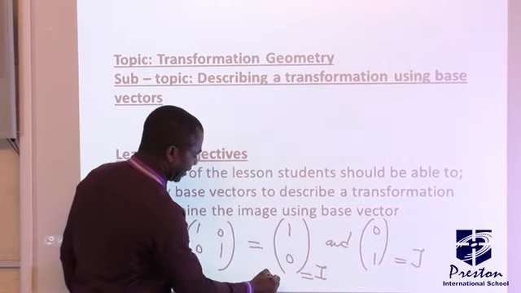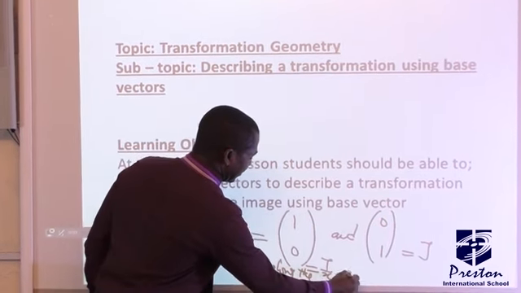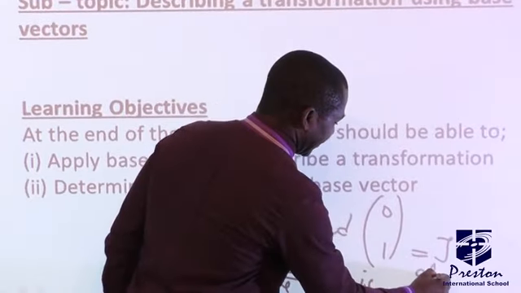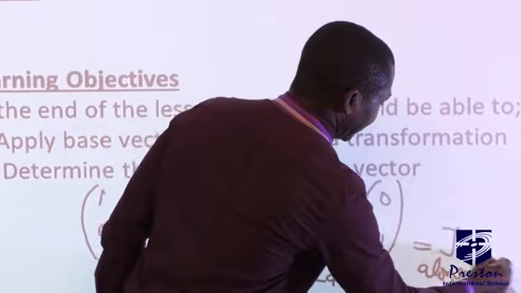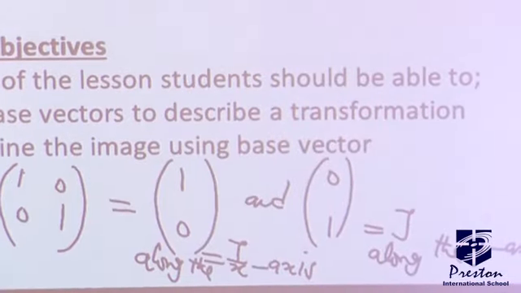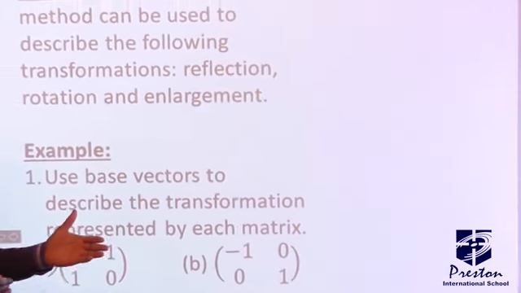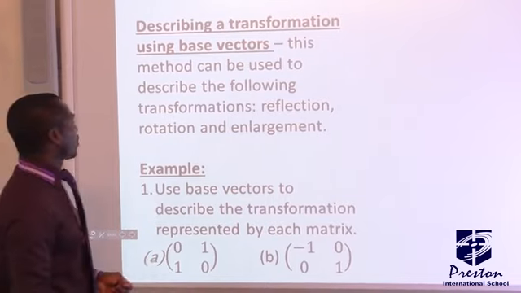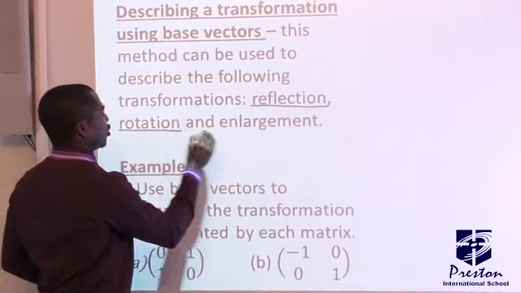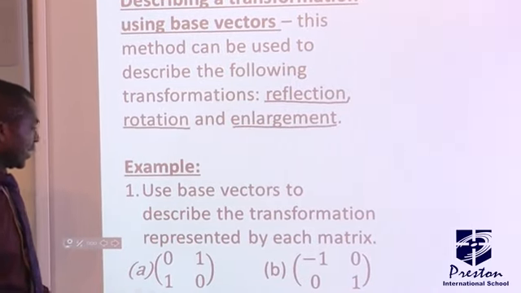Now, the I component is along the x-axis, and your J component is along the y-axis. So that's what we're going to be using. For this, the base vectors can only be used to describe the following transformations: reflection, rotation, and enlargement, as you'll see in the course of the lesson.